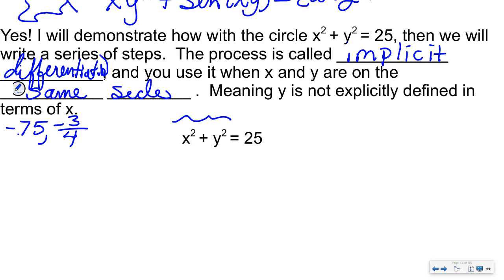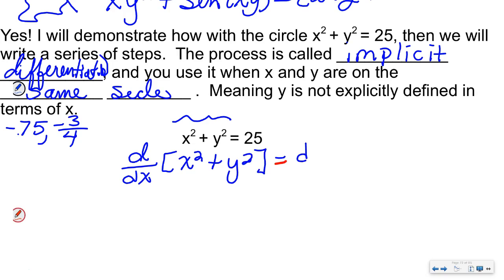Here's how it starts, and then we'll write the steps up on the next page. You do what you almost always do when you're solving an equation. You do something to both sides. When you first started pre-algebra, you'd add 3 to both sides. Well, I'm going to take the derivative of both sides of this equation. So let's take the derivative of the left and set it equal to the derivative of the right. The right side is 25.